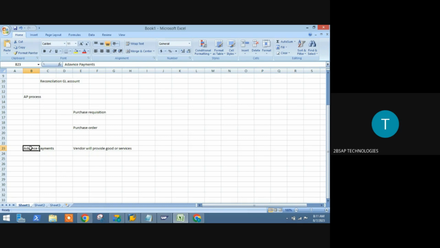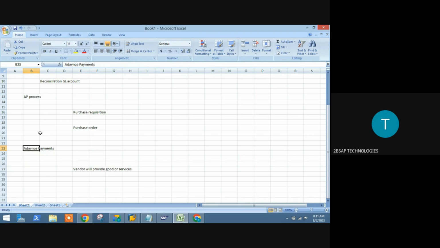So here what you are doing is, before getting your goods, you are doing some advance payments. So the possibility is, advance payment depends upon it. Either you may pay it or you may not.